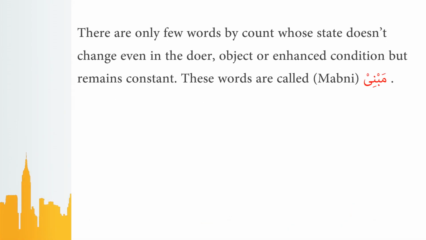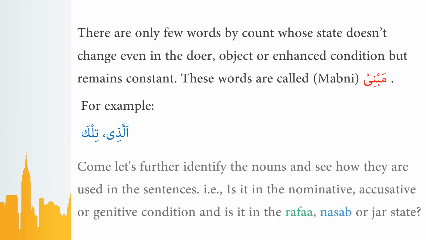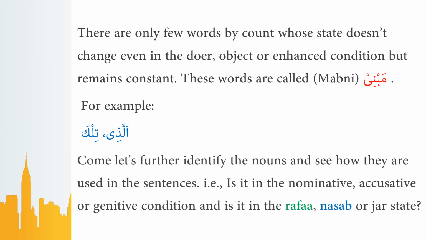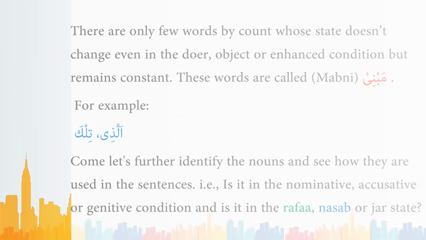There are only few words by count whose state doesn't change even in the doer, object or enhanced conditions, but remains constant. These words are called mabni. For example, alladhi, tilka. Come, let's further identify the nouns and see how they are used in the sentences. That is it in the nominative, accusative or genitive condition? And is it in the rafa, nasab or jar state?